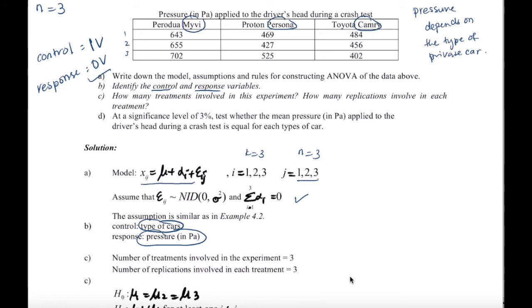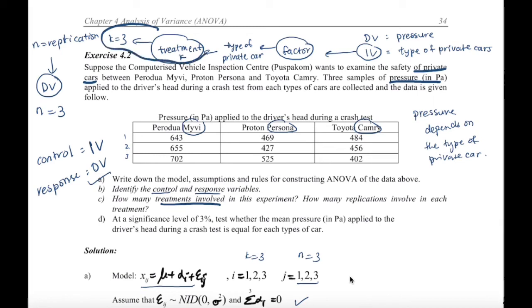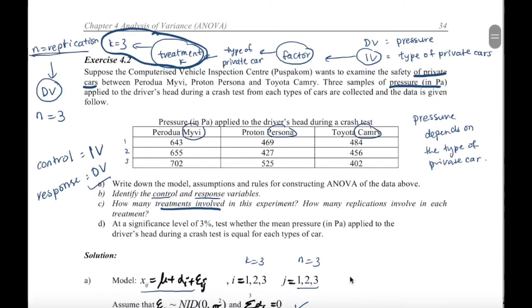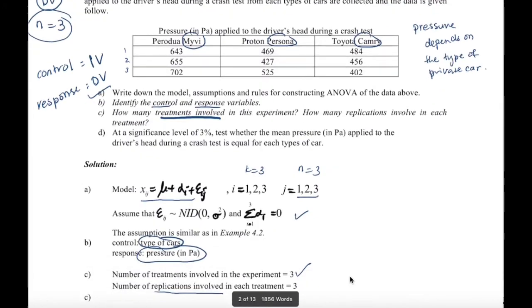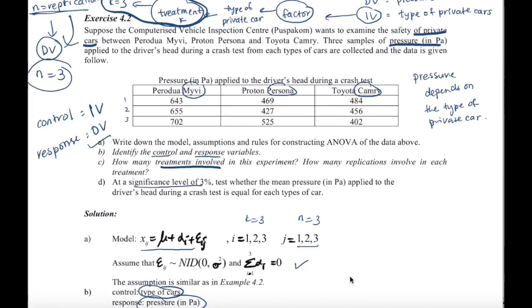Okay, so how many treatments are involved in this experiment? Treatment, so here treatment K is equal to 3. So number of treatments involved is 3. How many replications are involved? Replications come from the dependent variable, equal to 3. Okay, done. So D, at significance level 3%, so alpha 0.03, test whether the mean pressure applied to the driver's seat rear carcass is equal for each type of car. So they ask you to test whether the mean for each of the cars is equal or not, right?